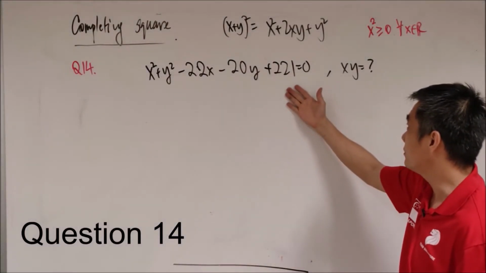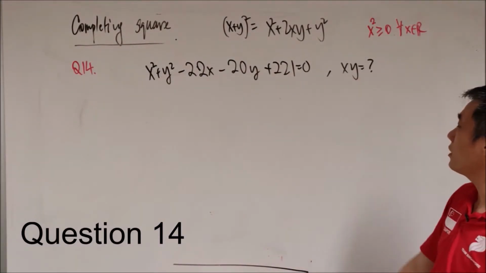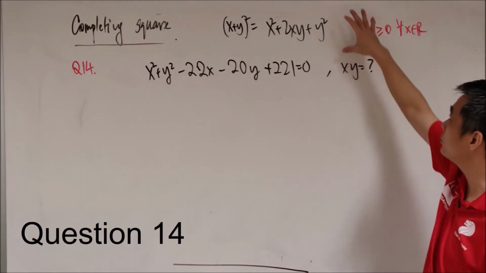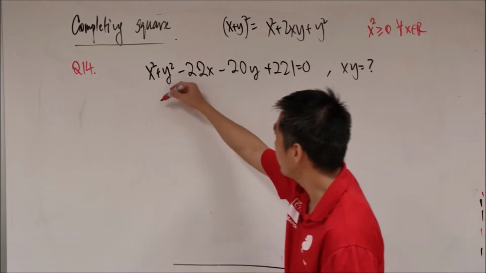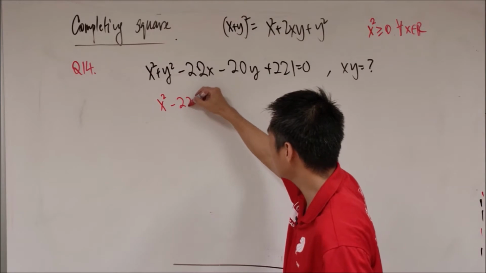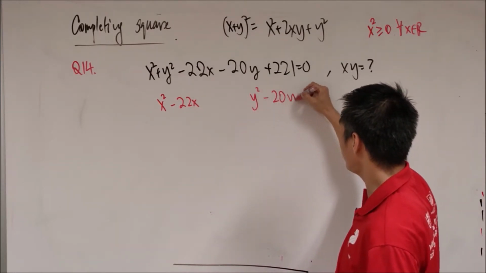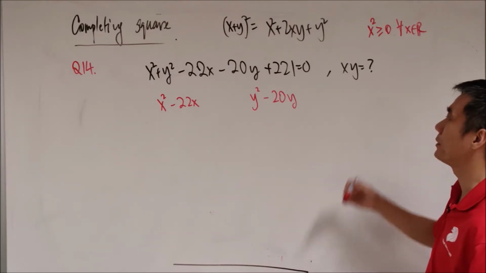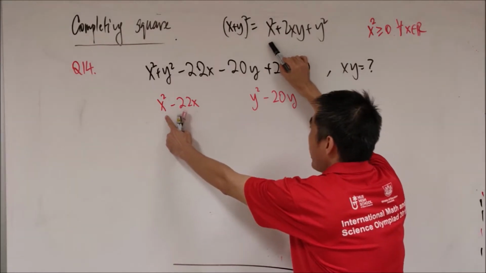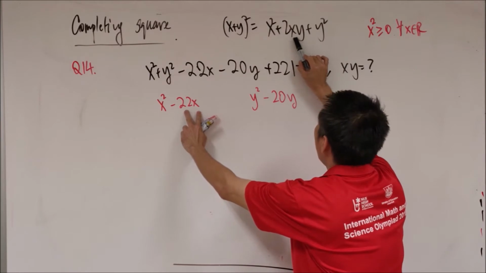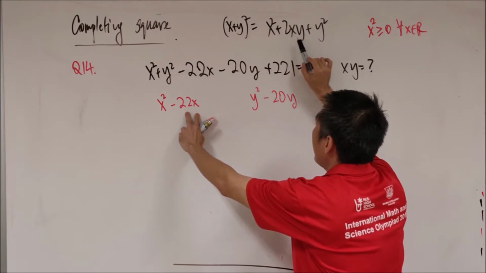This equation is given and you're asked to find the value for xy. We are going to use the idea of completing the square. We will take x squared and x together, and y squared and y together and see what will happen. In this case, we have x squared, and 2y equals 22, meaning that y is equal to 11.